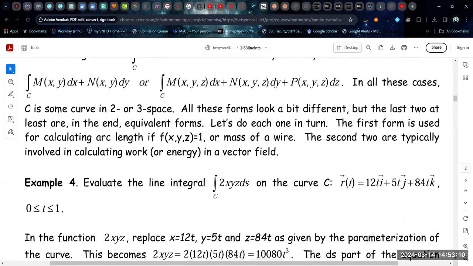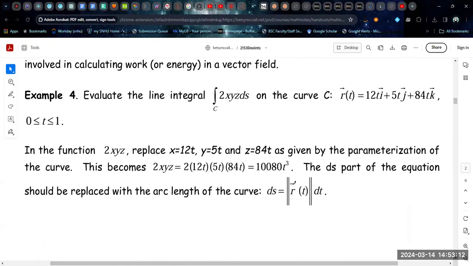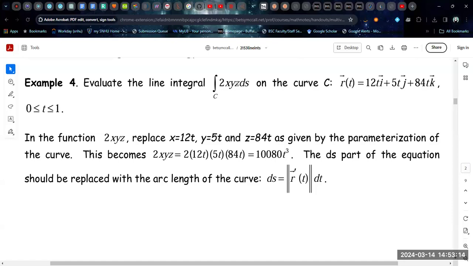Now, let's go through some examples. So first, we're going to evaluate this line integral on the curve given by, now in this case, they've given us the curve, so we don't have to create our own parameterization, and they've given us the interval on which to apply it. Now, in order to actually do this integration, we need to find a couple of things. So the first thing is we need this to be a function of one variable because we have only one integral to work with.